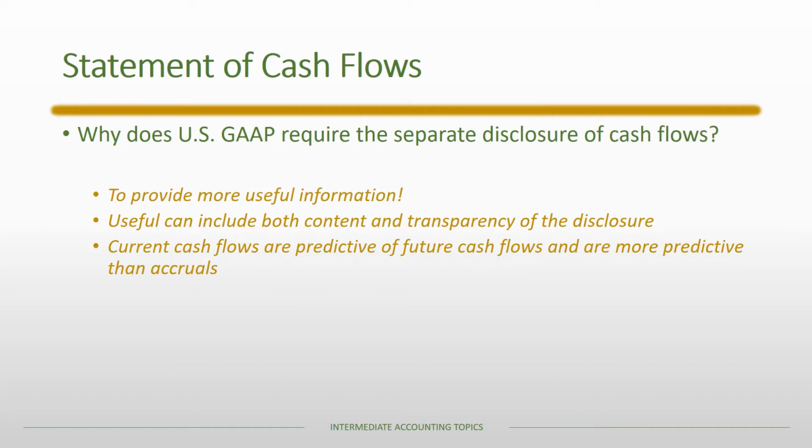So why does US GAAP require the separate disclosure of cash flows? Plain and simply, it's to provide more useful information. And I want to take a step back, and when we talk about useful information, we can think in terms of both content, but also the transparency of the disclosure.